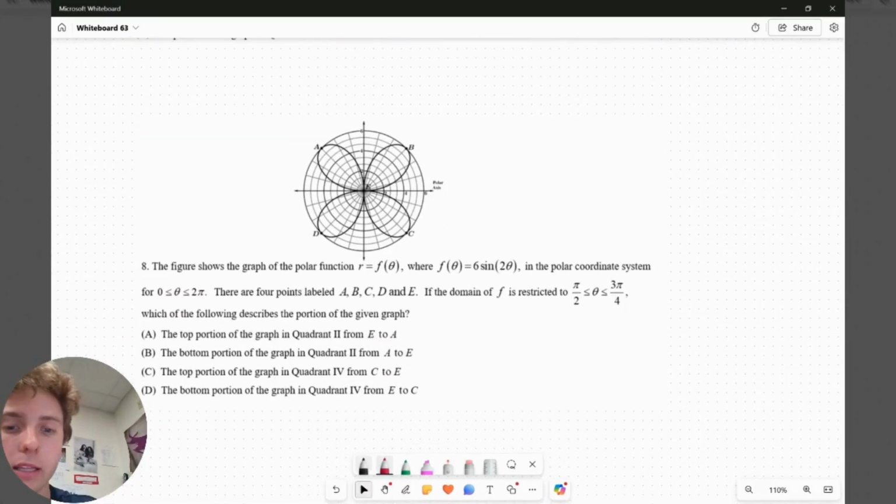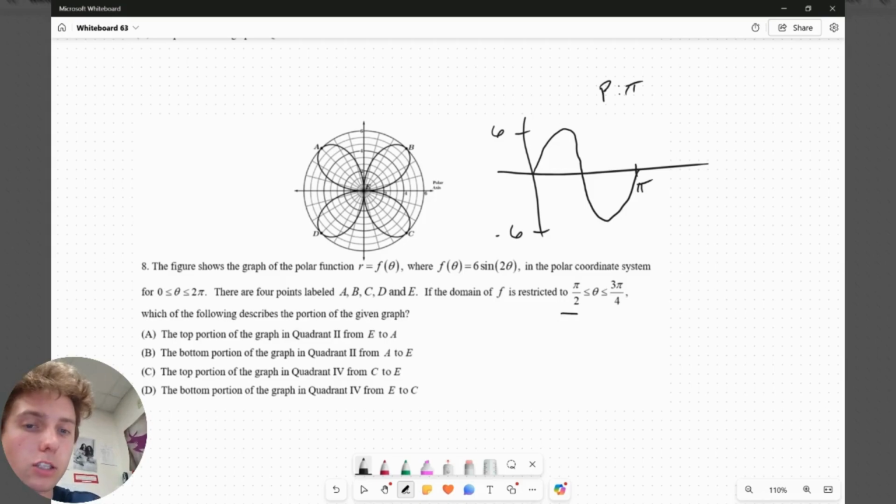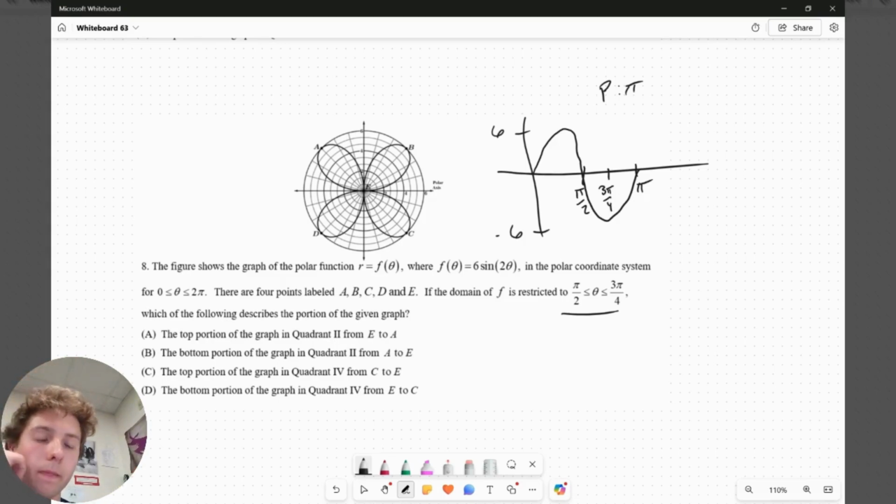Last one, number 8. Let's cruise through this one using that same logic. This one's sine in this case. The period is still going to be pi. We start at the midline though instead, and it gives us something like this. The domain is still restricted from pi halves, but it's restricted to 3 pi fourths. We know that we are just trying to figure out what section of the graph even is this.